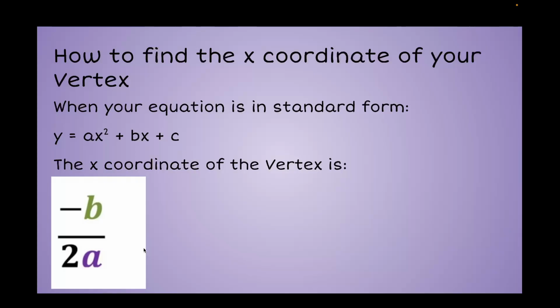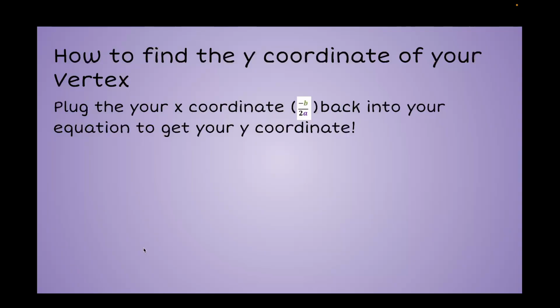Once you have your x-coordinate, how do you find your y-coordinate? Well, like with any x-coordinate, you just plug it back into your equation to get your y. Then you have both the x and the y of your vertex, so you know exactly where your vertex is on the graph. Once again, use this equation to get your x, then plug it back in to get your y. So that's how to find the vertex.